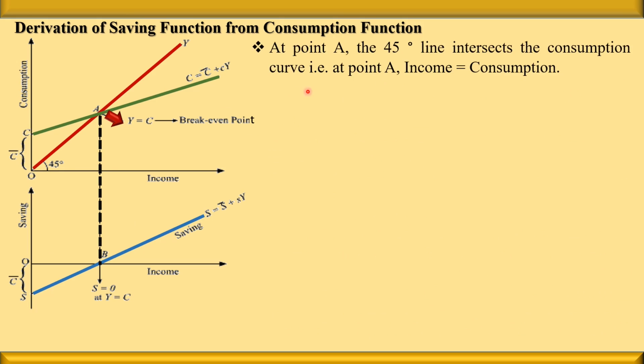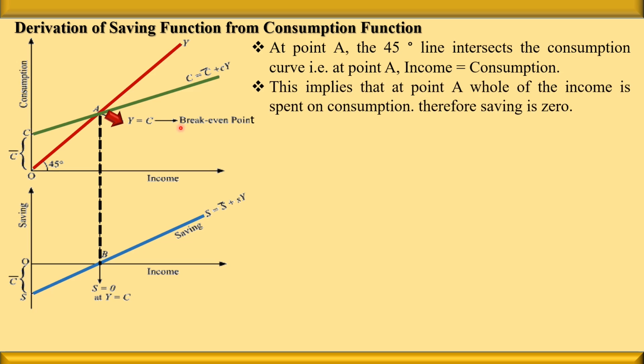At the point A, the 45-degree line intersects the consumption curve. We can say that at the point A, the consumption curve and the aggregate supply are equal. It means that at the point A, income and consumption both are equal. This implies at the point A, the whole of the income is spent on consumption. Therefore, the saving is 0.